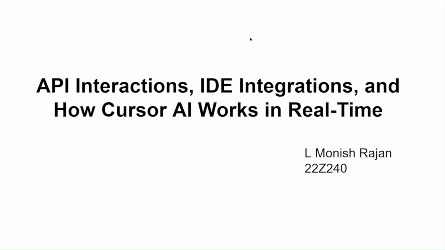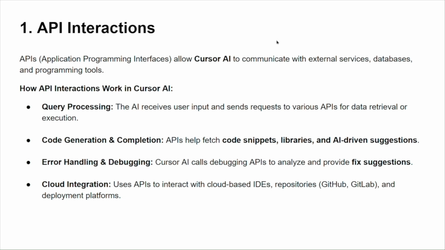I'll be explaining about the API interactions and IDE integrations of Cursor AI and how Cursor AI works in real time. Let us move on to the API interactions. Application programming interfaces are essential for enabling Cursor AI to communicate with various external services, databases, and programming tools. But how does it actually work? First step is query processing. When you type a prompt or request in Cursor AI, it sends the input to backend APIs that process the query. Second step is code generation and completion.